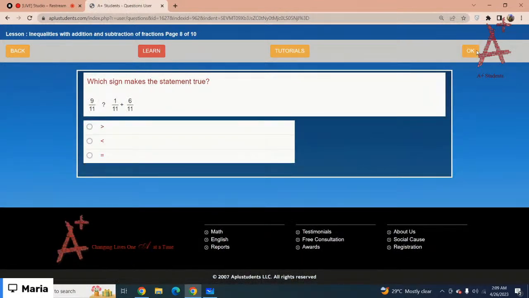Okay, the next one is 9 over 11 and 6 plus 1 over 11. So 6 plus 1 is 7. That would be 7 over 11. So 9 over 11 is greater than 7 over 11. The correct option is greater.